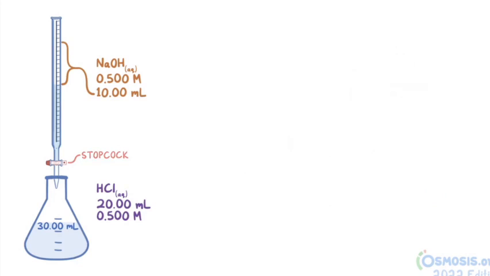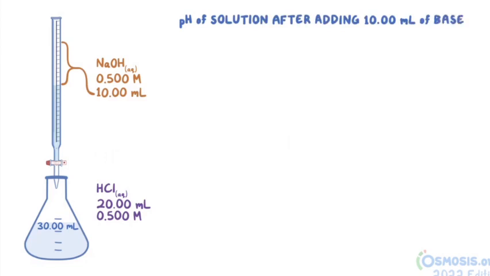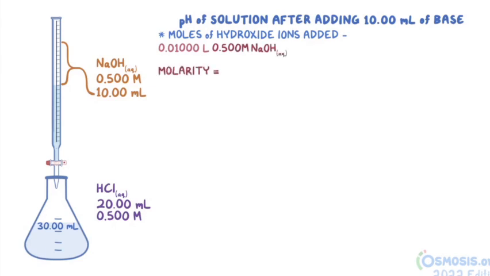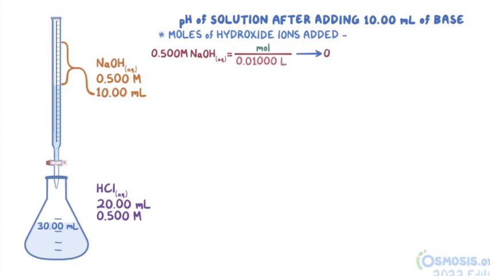To get another data point for the titration curve, we need to calculate the pH of our solution after adding 10.00 milliliters of base. We can figure out how many moles of hydroxide ions we have added by using the molarity equation. We added 10.00 milliliters, or 0.01000 liters, of a 0.500 molar solution of sodium hydroxide. Since molarity is moles over liters, 0.500 is equal to the number of moles over 0.01000. Multiplying 0.500 by 0.01000 gives 0.00500 moles of hydroxide ions.